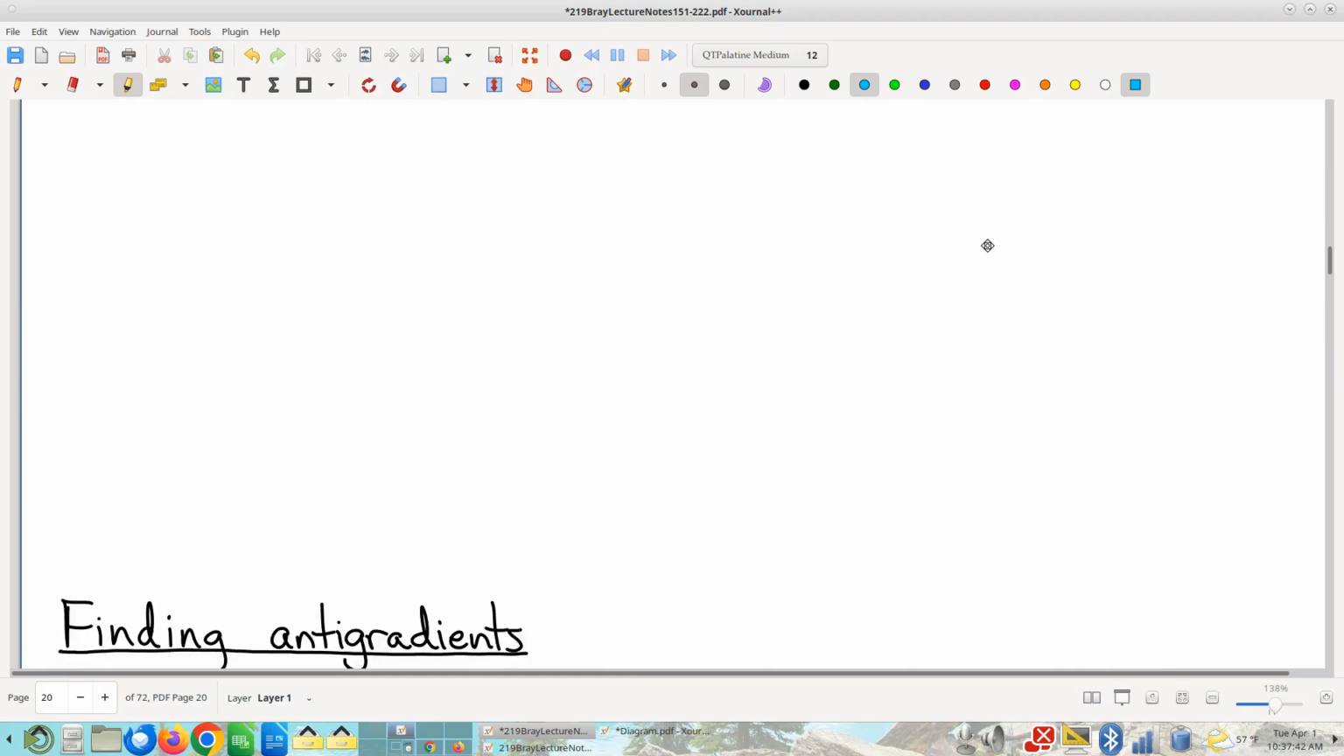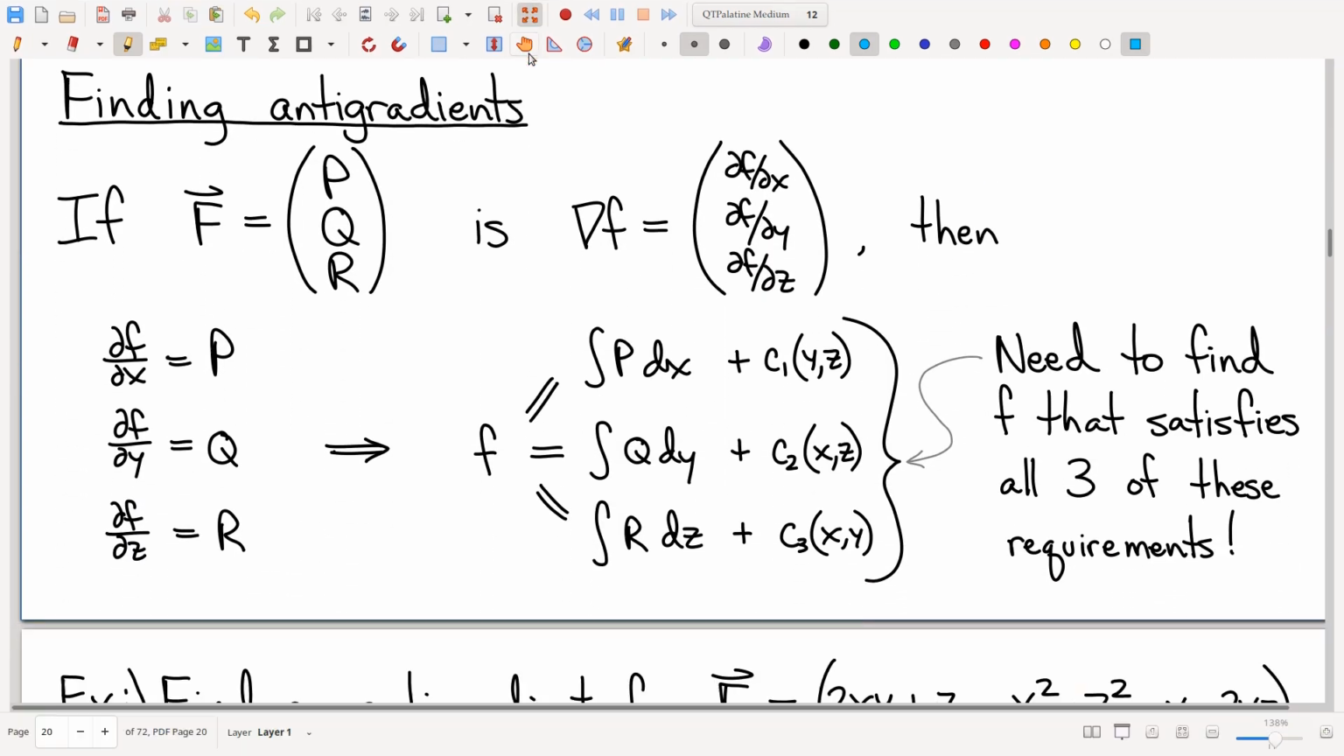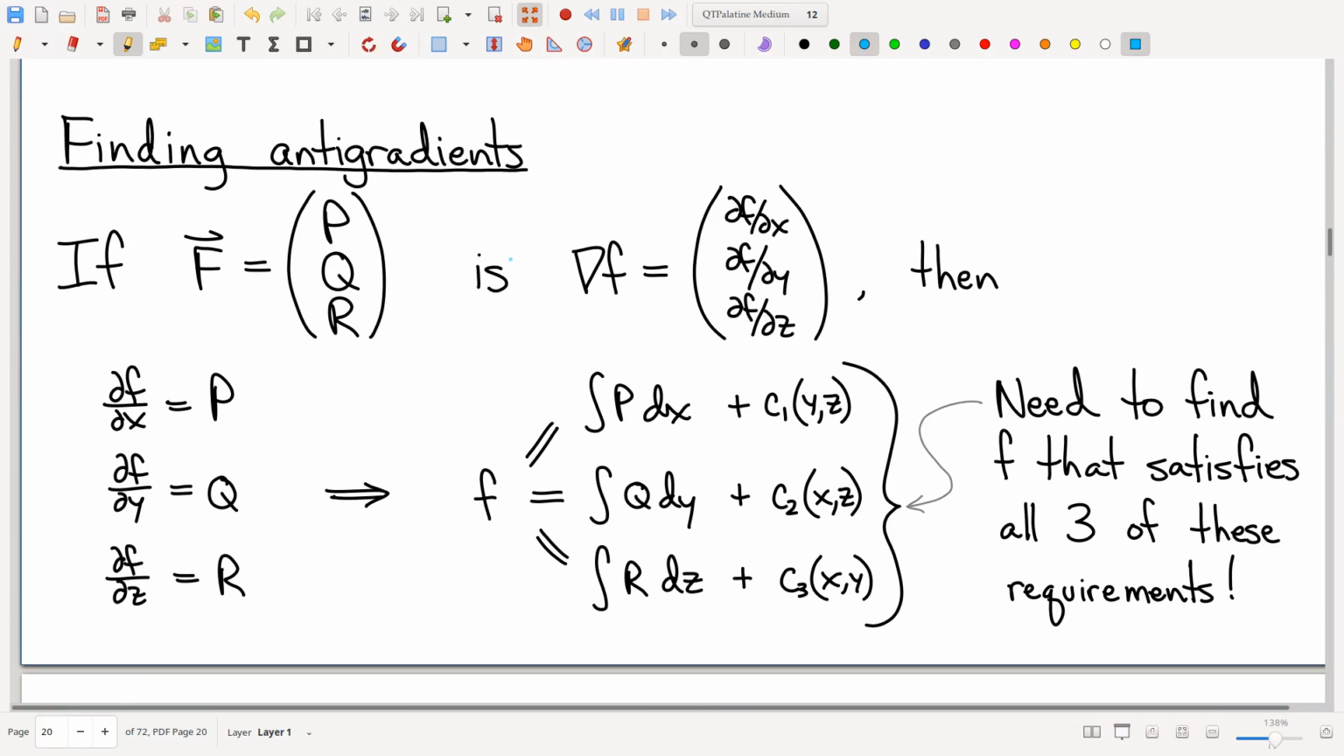Moving along now, finding antigradients. Why don't I go ahead and step this up? There we go. We've talked about the fundamental theorem of line integrals. Cool theorem. All you need is the antigradient, and you may have noticed I've been pulling antigradients out of thin air. I have yet to show you how to find an antigradient. So let's talk about how to do that. It's actually a pretty natural method, ultimately no big deal.